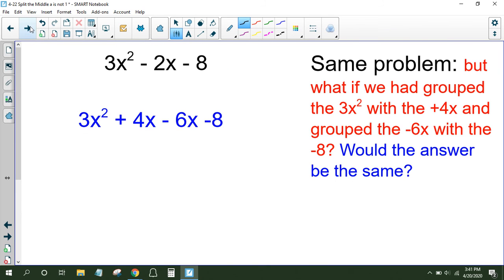Okay, now before we go, I want to look at the same exact problem again, okay? But what if we had grouped the 3x squared with the positive 4x, and then grouped the negative 6x with the negative 8, right? So we just flip-flop these two from the last problem. Would we still get the same answer? Okay, well, let's check it out and see. Okay, so let's group again.